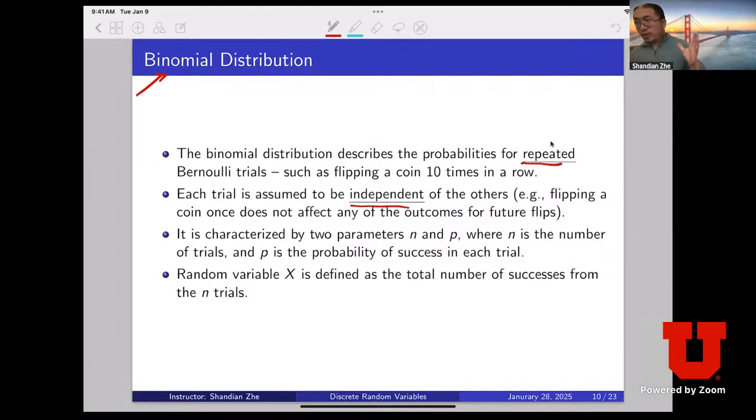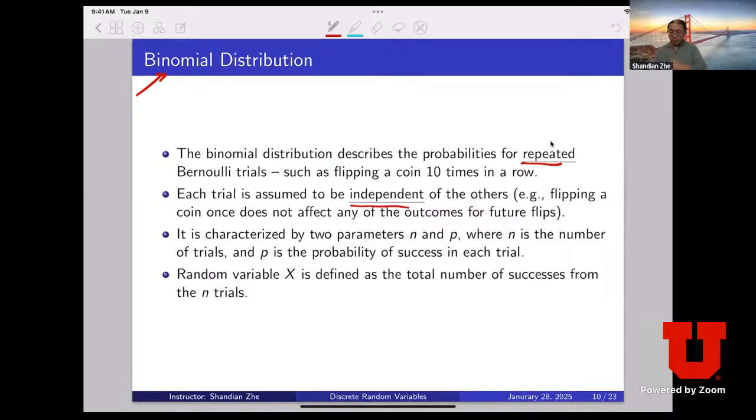Now suppose you flip a coin for 10 times, right? Your outcome is not just binary, right? It's just a list of heads or tails, or sequences, right? So then we would like to use this binomial distribution to characterize the probability for different possible sequences of the results.